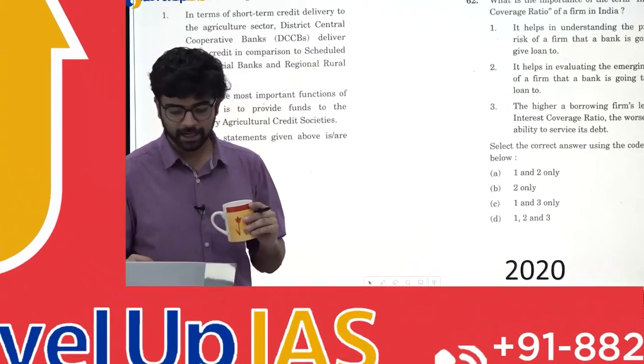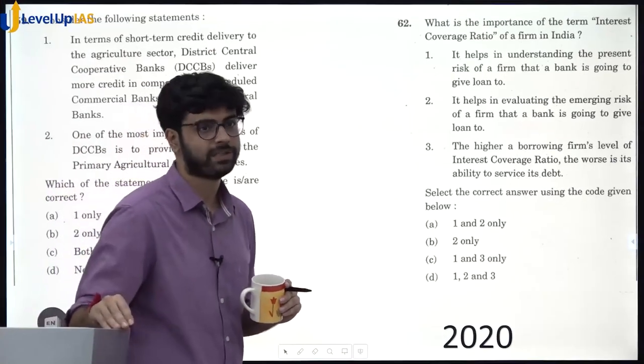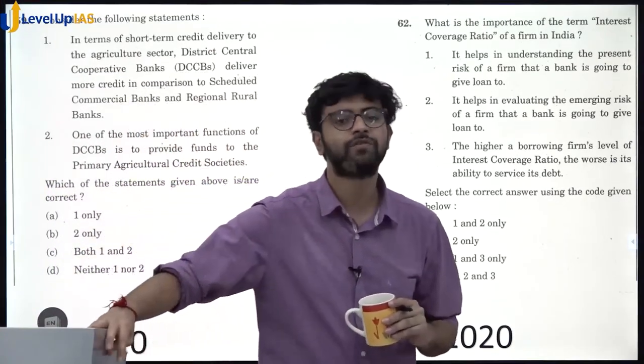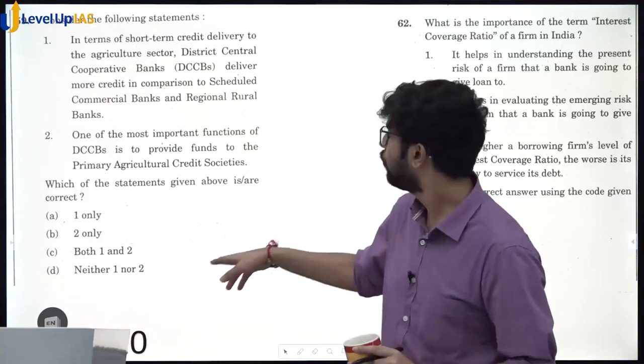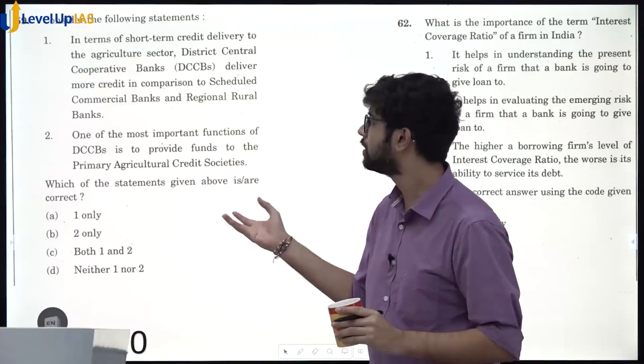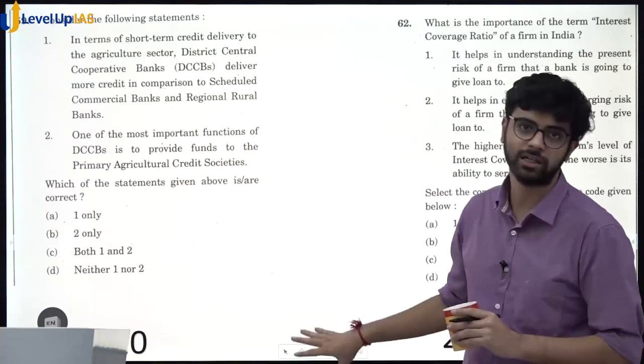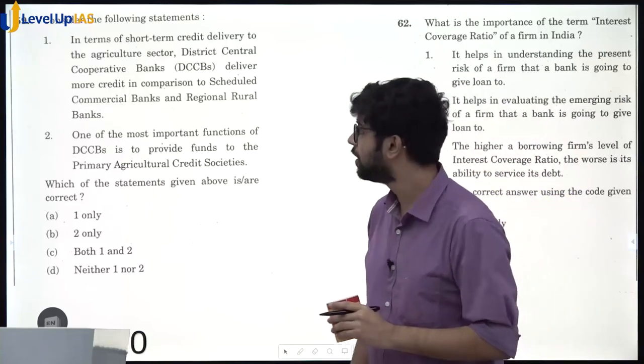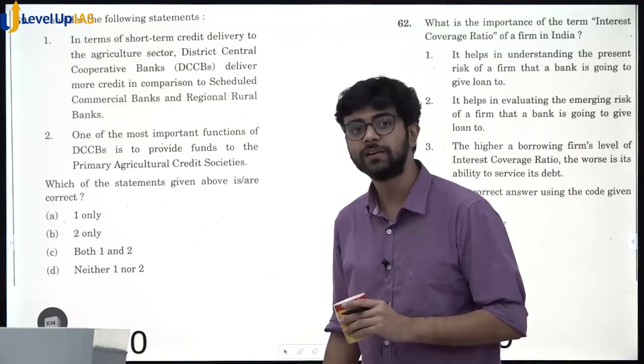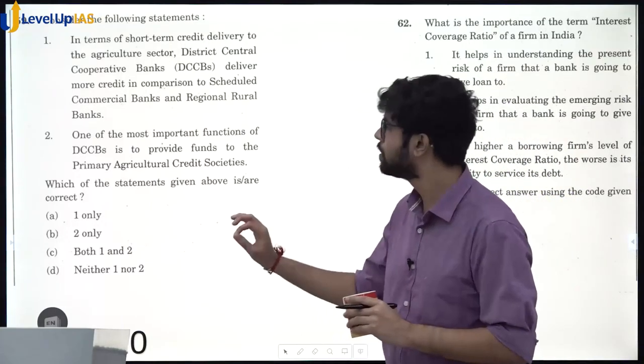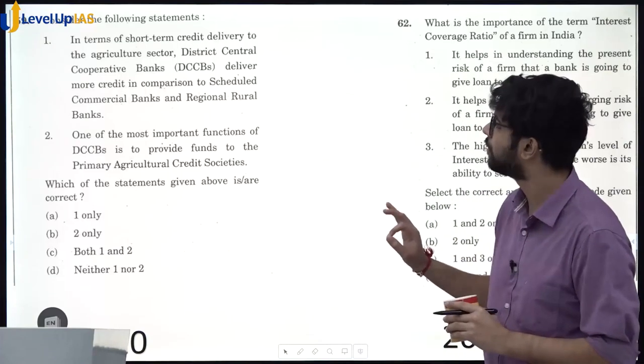Sir, aapne clearly nahi bola tha, that is how UPSC frames questions. You might know, you might not know, but you have to take a logical guess. You have to take a logical guess ki one of the important functions, see the way the sentence is structured. It is not saying ki the only function is that or DCCB never gives or only gives this. One of the most important functions of DCCB is to provide funds to PACS.